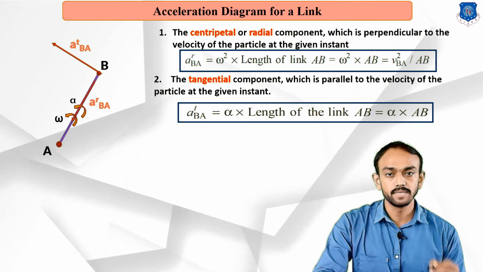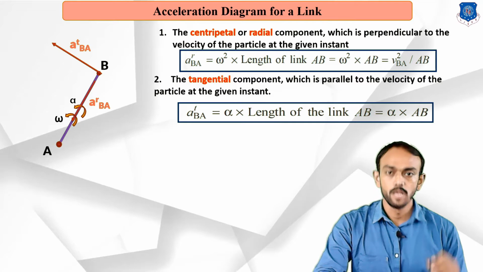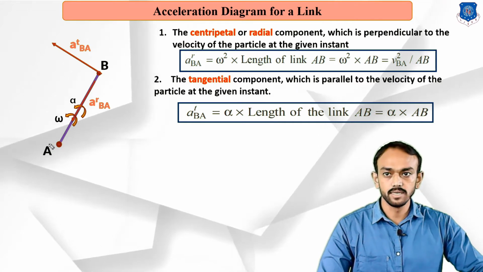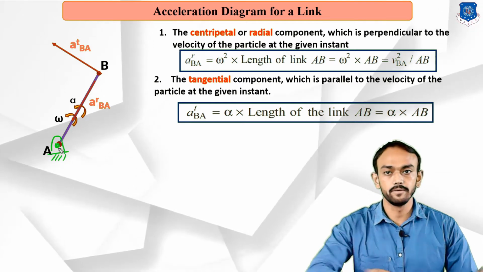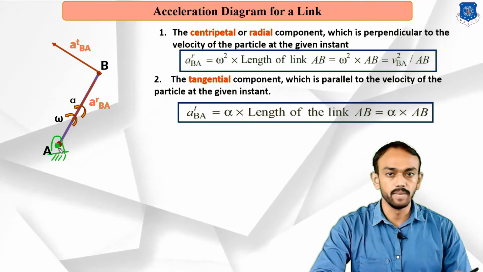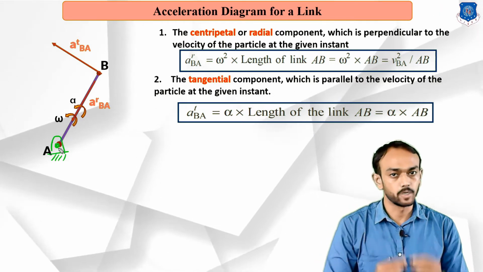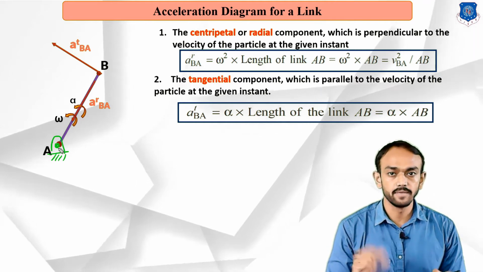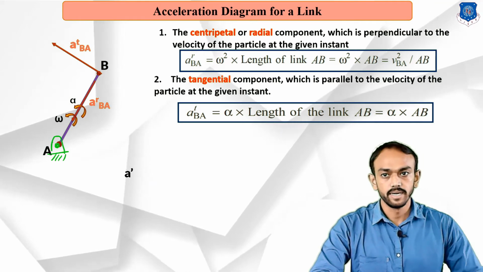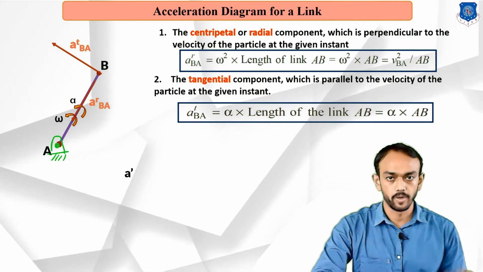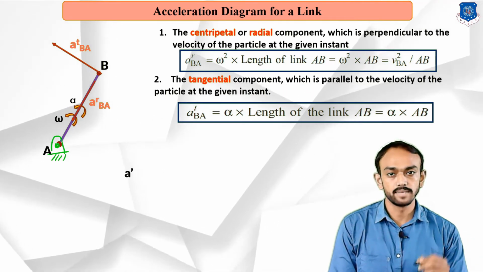Now let's make the acceleration diagram for this single link AB. As you can see here, point A is fixed and there is a turning pair between this fixed element and link AB. So this whole link will oscillate with respect to A. As you know that A is a fixed point, first of all we take point a dash. Take a dash as the fixed point. In an acceleration diagram we take a dash, b dash and c dash. Okay, so let's start with a dash.